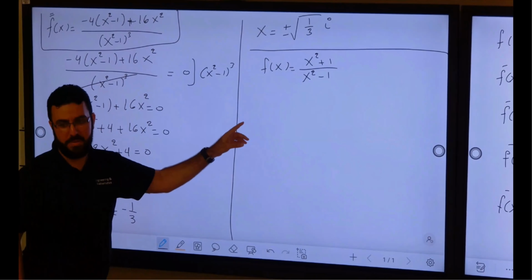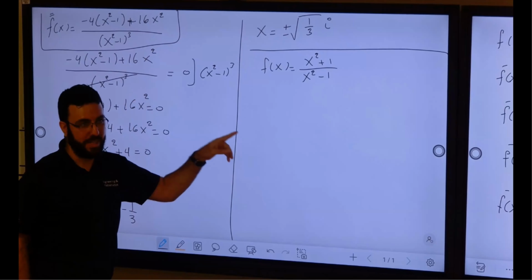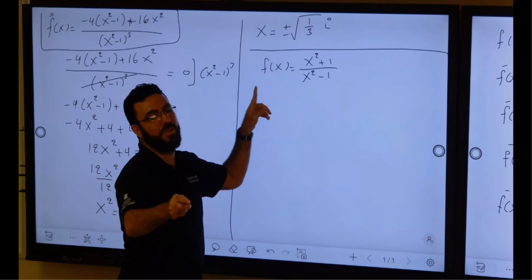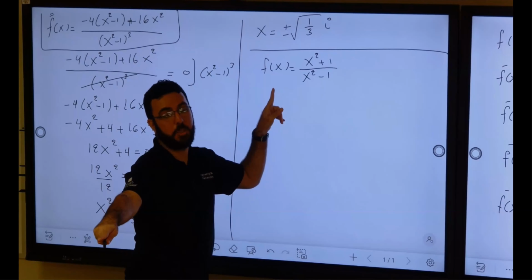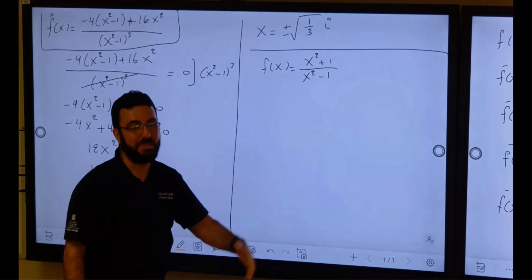Where's the problem? 0, what does that mean? Not 0, positive 1 and negative 1, which makes the denominator equal to 0, which makes it undefined. Okay, what does that mean?